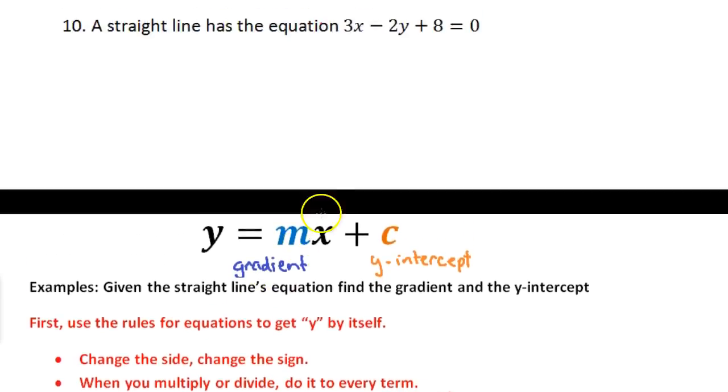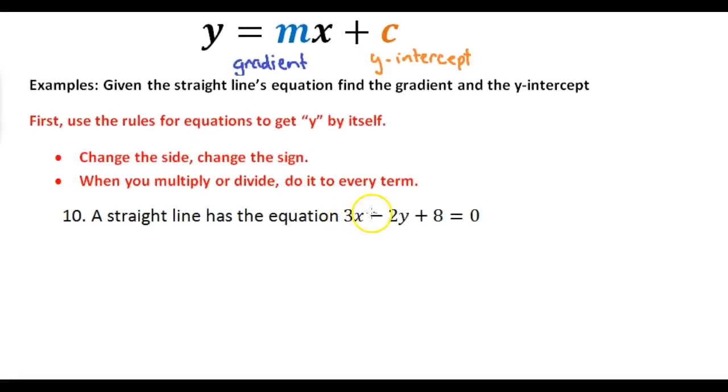In the last example, a straight line has an equation of 3x minus 2y plus 8 equals 0. Now I could move the 3x and the 8 over, but I may as well just move the y term first. So I take that y term and move it over there, and it becomes a positive 2y. Divide everything by 2 to get rid of that 2 next to the y. The 2's cancel down, and that leaves y by itself.